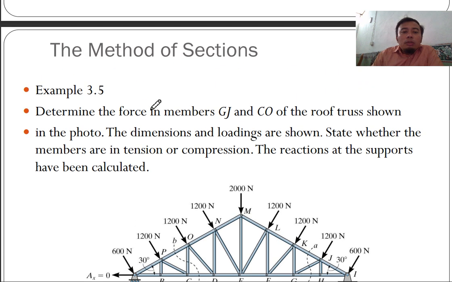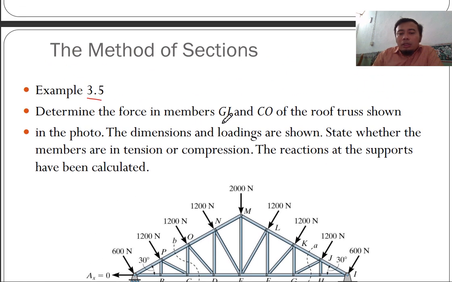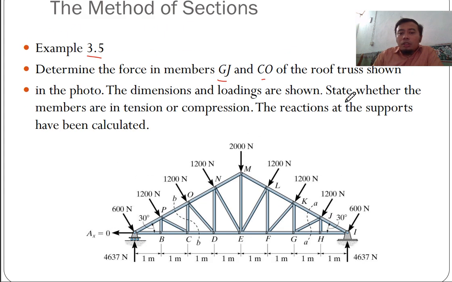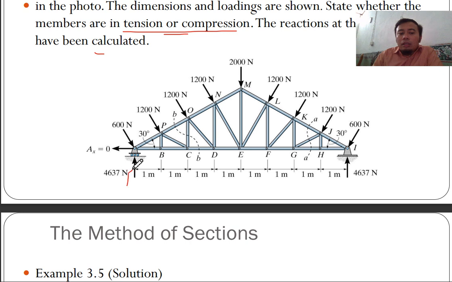So let's take a look at this Example 3.5. Determine the force in members GJ and CO of the roof truss shown in the photo. The dimensions and loadings are shown. State whether the members are in tension or compression. So you need to know the value, and you need to know the state, whether it is tension or compression. The reactions at the supports have been calculated for you, so it'll be faster. You have your AY here, IY here, and your AX is equal to 0.